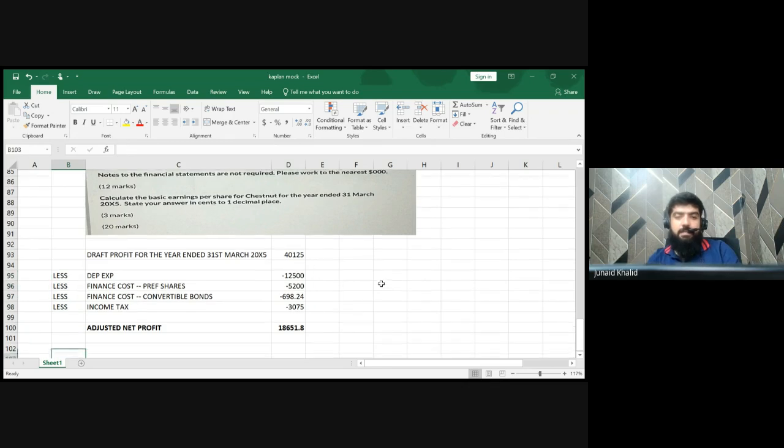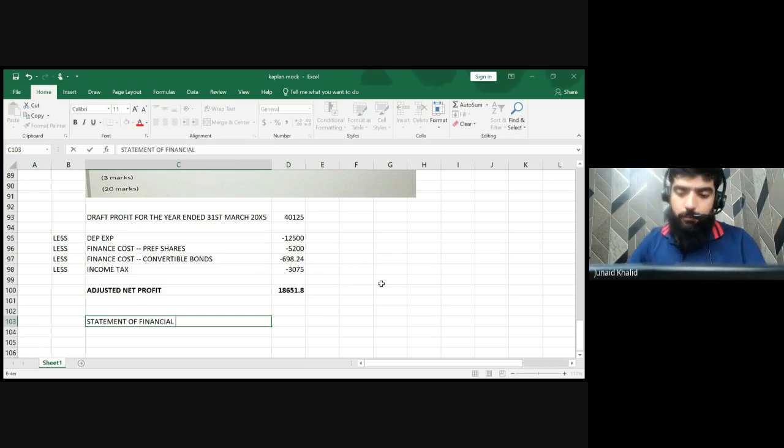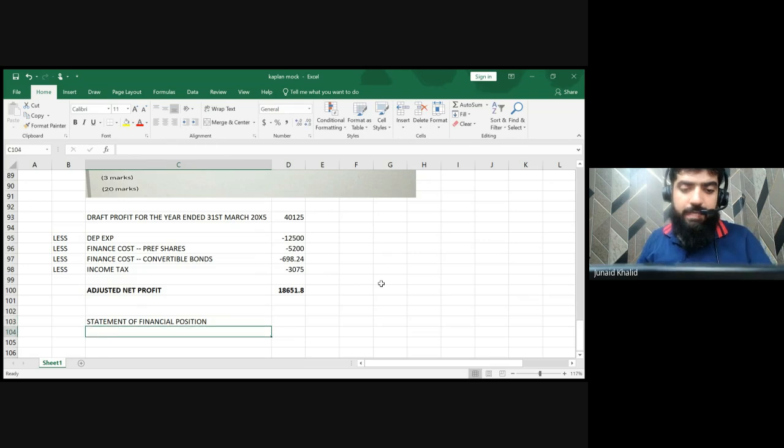The second requirement is that we need to prepare the balance sheet. So let's prepare the statement of financial position. Now, how will it be calculated?